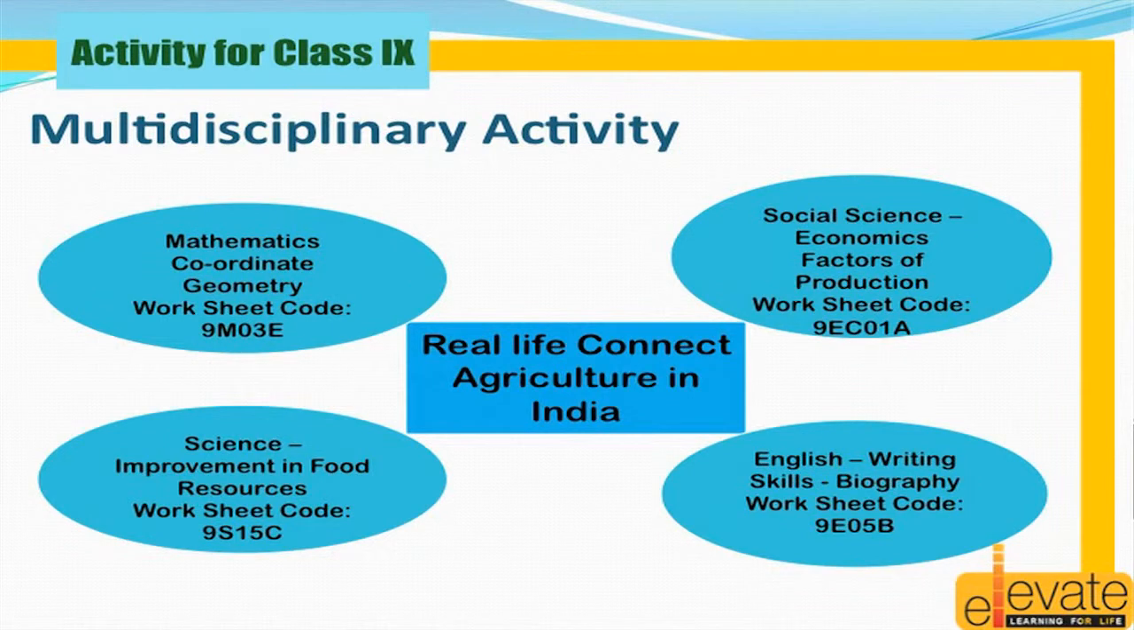This is multidisciplinary activity. The theme is agriculture in India. Here we are connecting this with mathematics, say coordinate geometry. We are connecting it with social science, the economic portion, that is factors of production. The same theme, agriculture in India, is being connected to science lesson, that is improvement in food resources. And same theme is being connected to writing skills of the child in English subject.